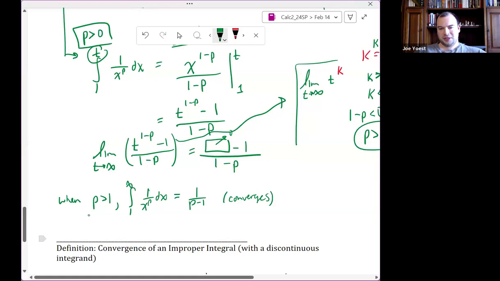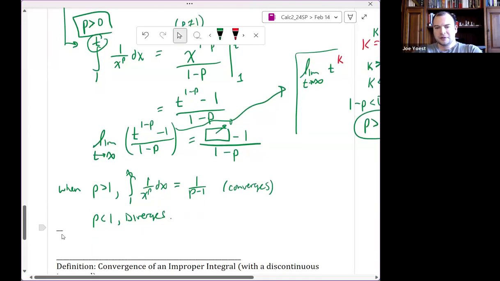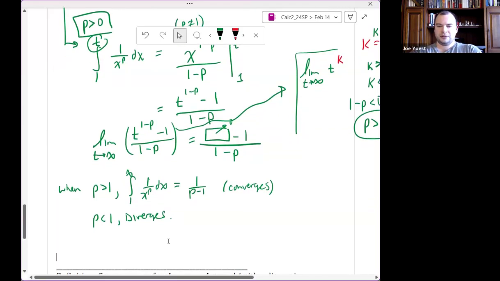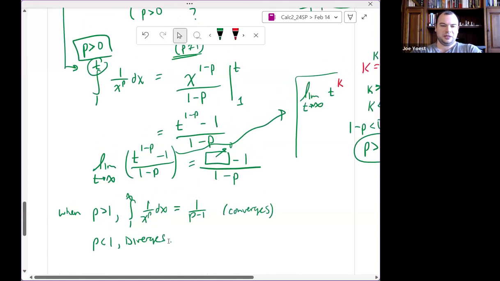When p is less than 1, the integral diverges. We have one special case when p equals 1.